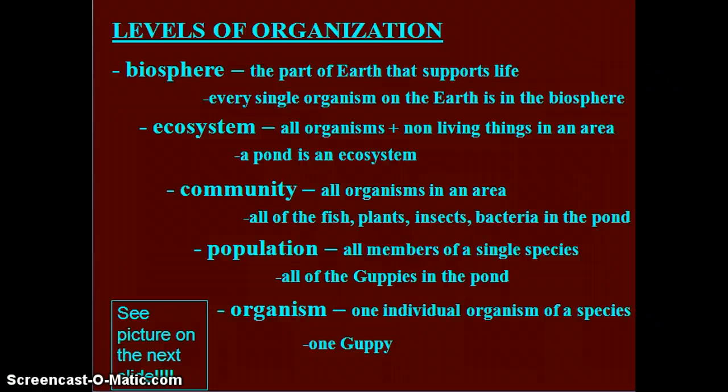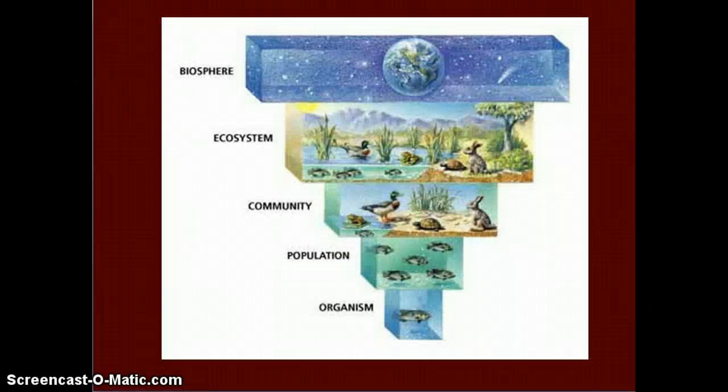You can go backwards to say one guppy, an organism, lives in a population of guppies in a pond. The population of guppies is in a community in the pond. The community of the pond makes up the ecosystem, and the ecosystem is found on the earth. And here's a picture just breaking it down from the highest level to the smallest level.